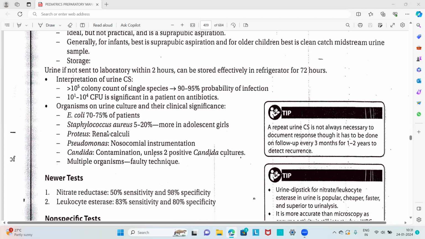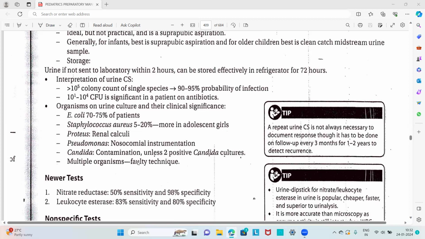Proteus is an organism behind the formation of renal calculi, and Pseudomonas is seen in nosocomial infection and instrumentation. Candida is due to contamination unless there are two positive Candida cultures. If there is any faulty technique, multiple organisms can be found in the urine culture.